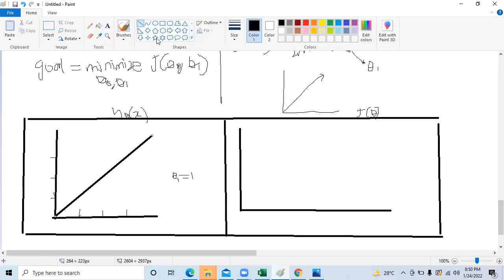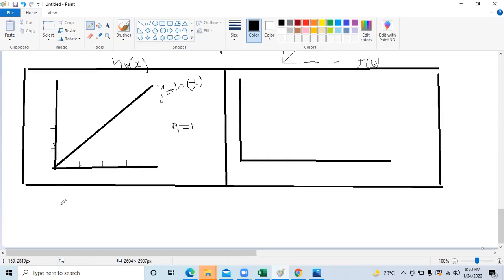We can say our y equals h of x. The question now is, what's j theta? What's j theta of theta 1? Okay, so let's calculate j theta.